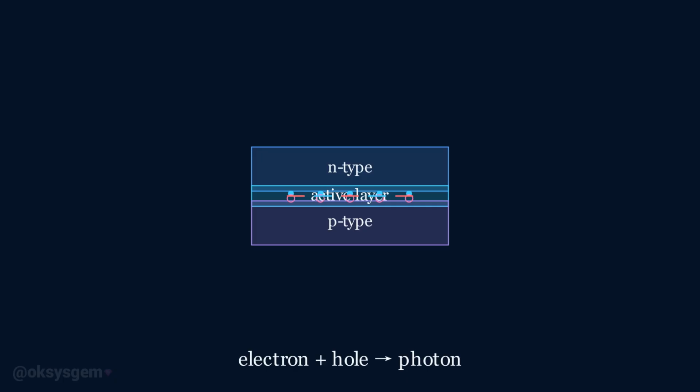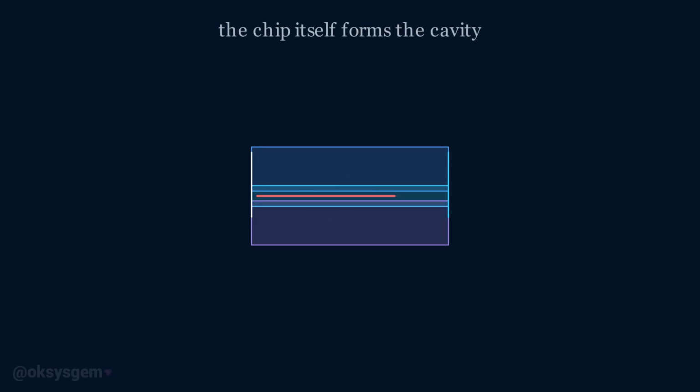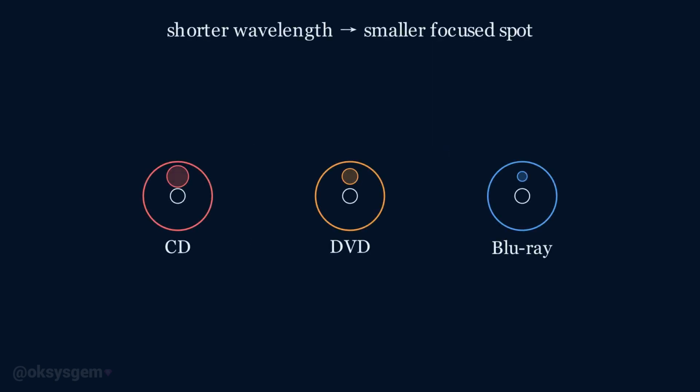The tiny semiconductor structure itself can form part of the optical cavity, allowing the complete laser source to be only a fraction of a millimeter across. This small size completely changed laser technology. A laser no longer needed to be a large laboratory instrument containing a long glass tube, large mirrors, and a high-voltage power supply. It could become a tiny electronic component powered directly by electricity.